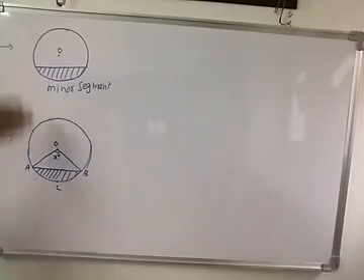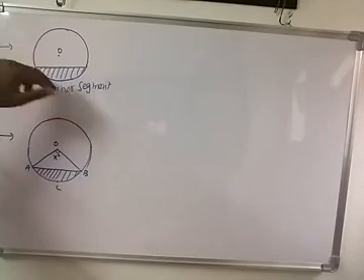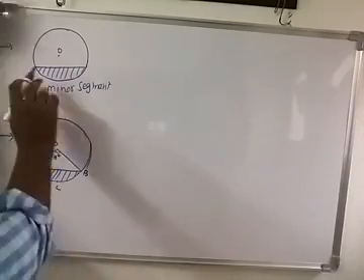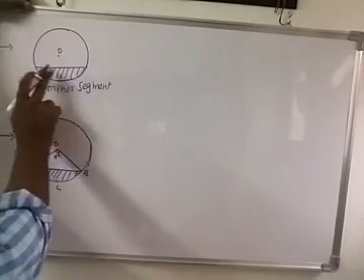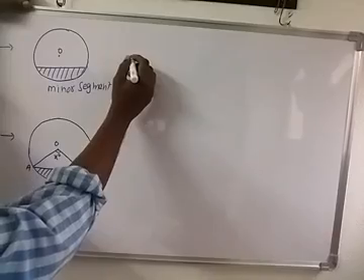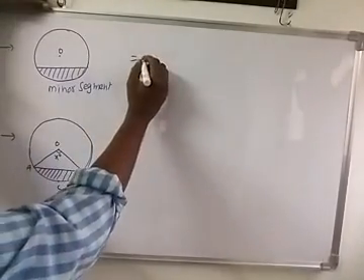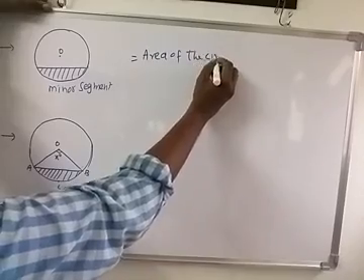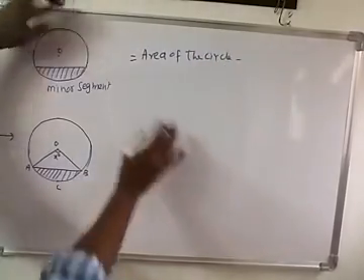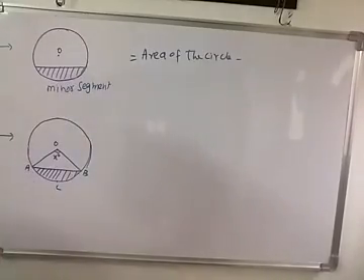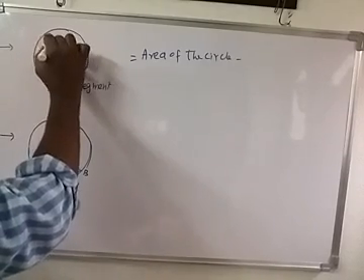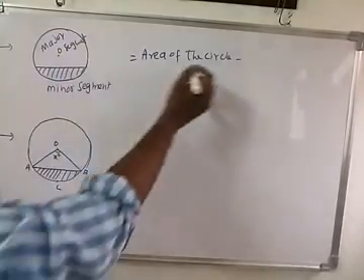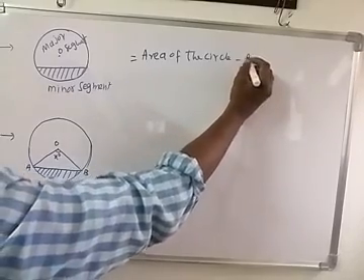Now in these figures, we are finding the shaded regions. So this is the minor segment. How do we find the area of the minor segment? That is the area of the circle minus area of the major segment. So this is the major segment. That is the area of the circle minus area of the major segment.